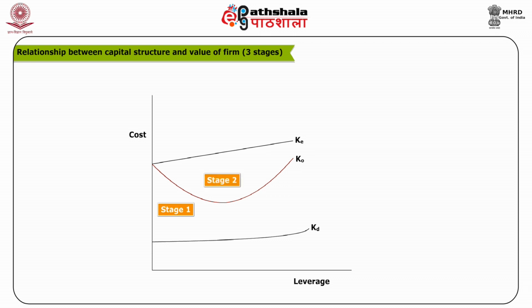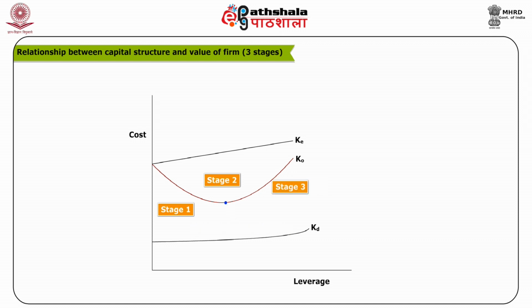Second is the optimum value stage. In this stage, any further increase in debt causes the cost of equity to increase by such an amount which completely offsets the advantage of low cost debt. Thus, weighted average cost of capital reaches its minimum point and the firm attains its maximum value at this point. Hence, the optimum debt equity ratio is achieved at this stage. Therefore, weighted average cost of capital gets a U-shaped curve, which implies that there exists a point where the overall cost of capital is minimum and the value of the firm is maximum.